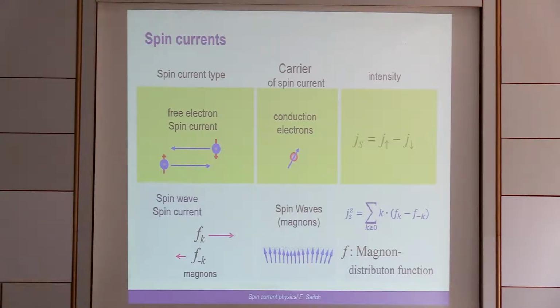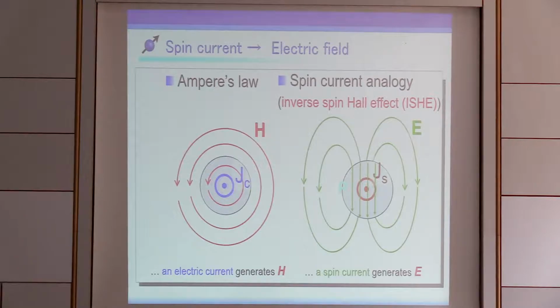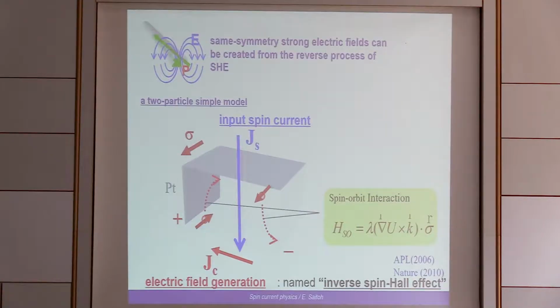And how do we measure free electron spin current? Okay, we have found that a spin current creates an electric field like this. This is the spin current flowing in this direction. And from this spin current, an electric field or electric voltage is created in this direction. I'd like to show it by using a simple toy model.